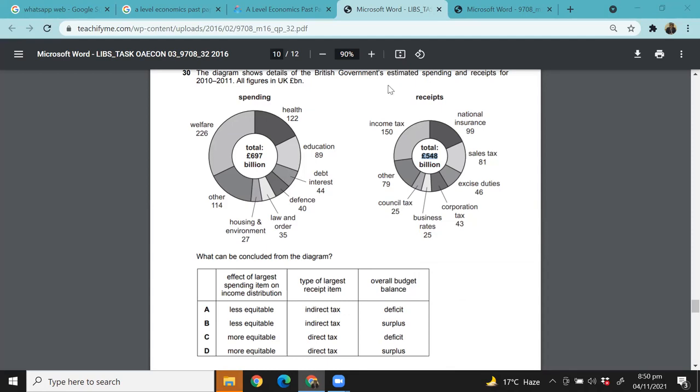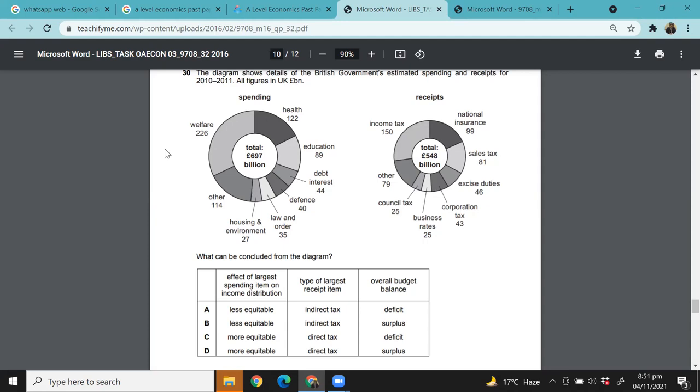Now let's look at the first column. It says effect of largest spending item on income distribution. What is the largest spending item? In the spending, which is the largest spending item? Can you tell me? So what is the largest spending? Welfare. No, above. Health is 122. Welfare is 226. This is in UK billion. So it's in billion of pounds. So welfare spending is the highest item, right?